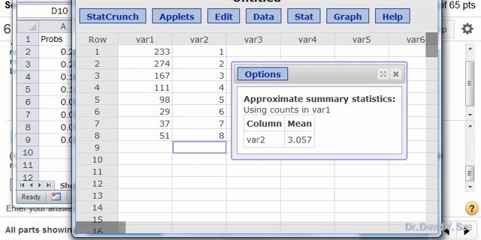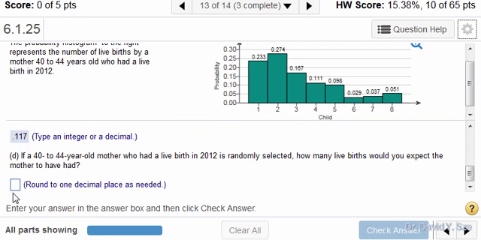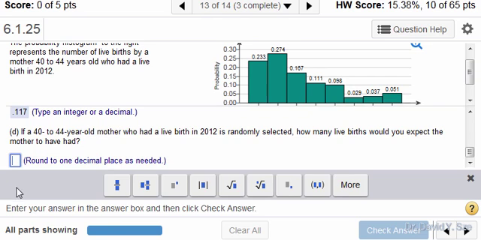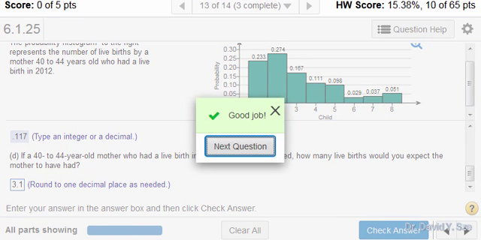So now let's go back to the problem. 3.057, 1 decimal place, 0.057 rounds to 0.1. Check our answer. Good job. That's the end of the problem.